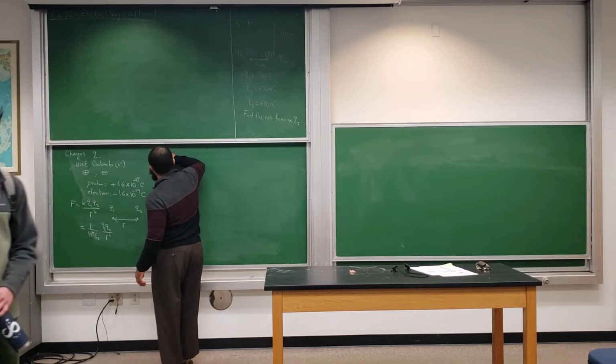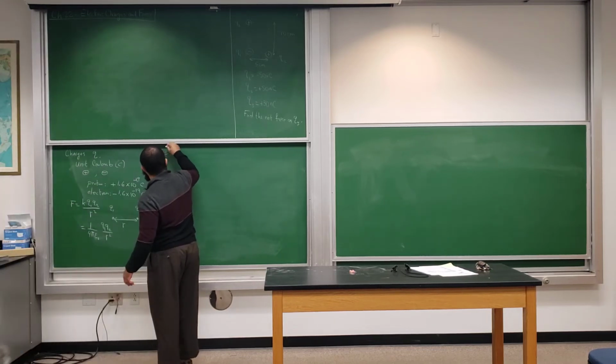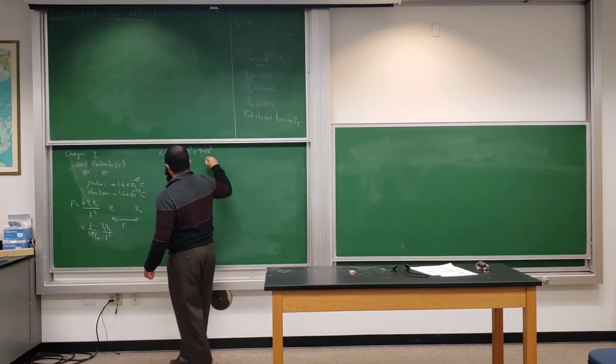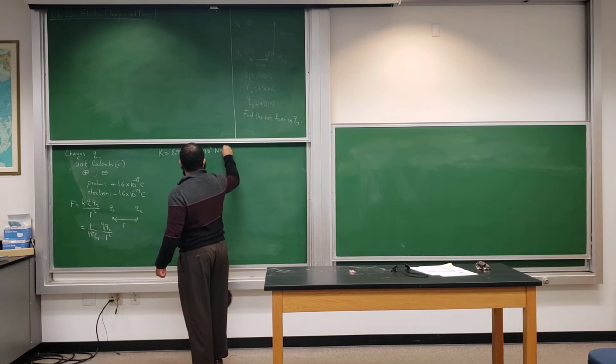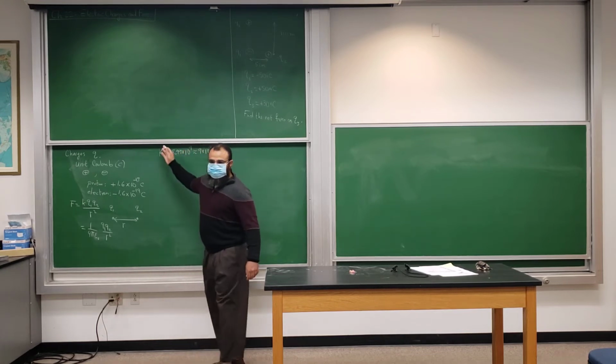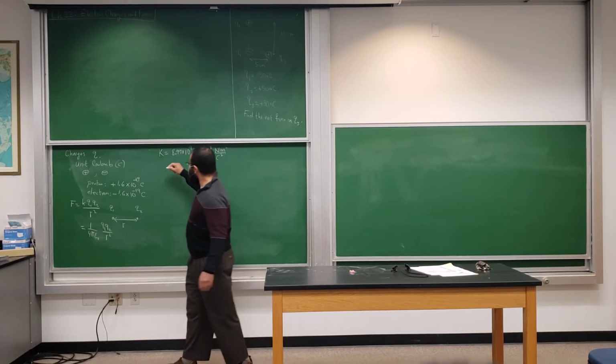And K, actually the book uses capital K, so we'll try to imitate capital K. It is basically 8.99 times 10 to the 9, so approximately 9 times 10 to the 9. The units will be newtons, meters squared, over Coulomb squared. It's the Coulomb constant, right?